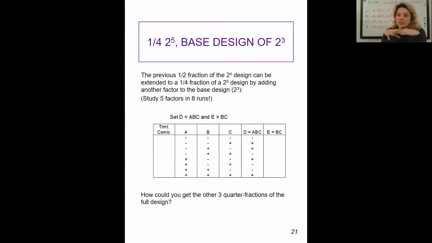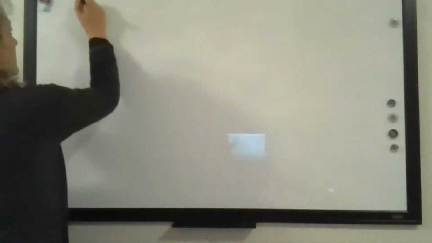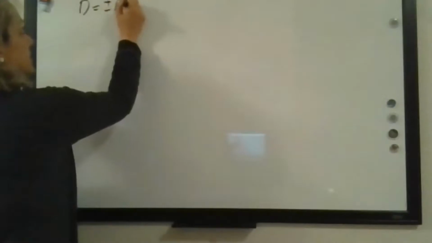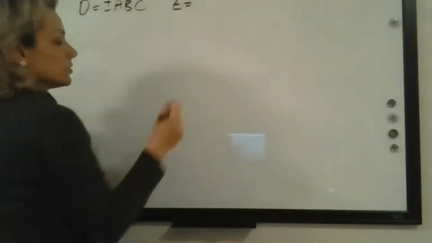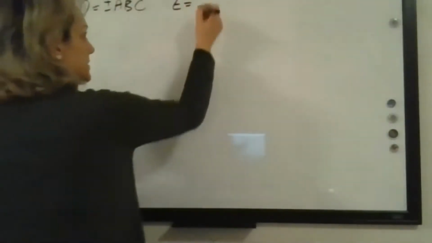And then we are going to get the combination of those when you want to find out the other 3/4 factors of the full design. So if you want to write down on the board, we said that the current one had 5 factors, right? And we said D is equal to plus minus ABC, and also E is equal to plus minus BC.